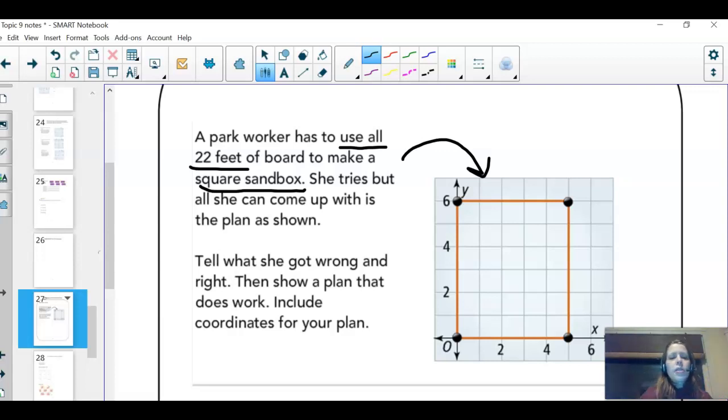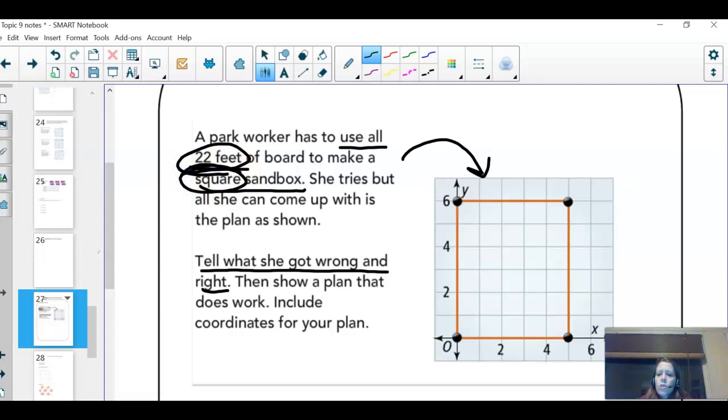So it says, tell what she got wrong and what is right. Okay, what did she do well and what didn't she do well in? Okay, then show a plan that does work. Try and give coordinates for your plan. Okay, so she has 22 feet and she has to make a square.